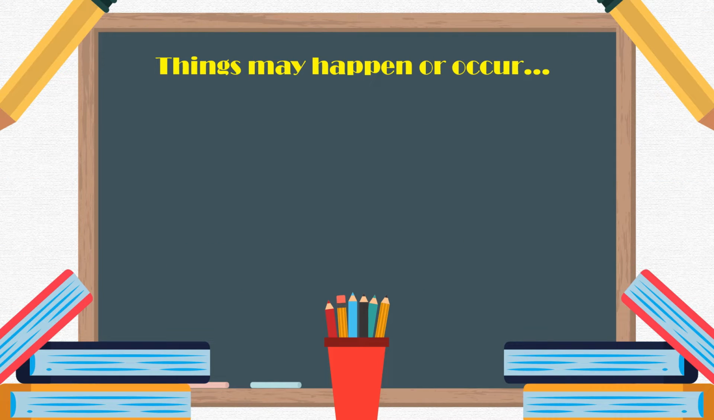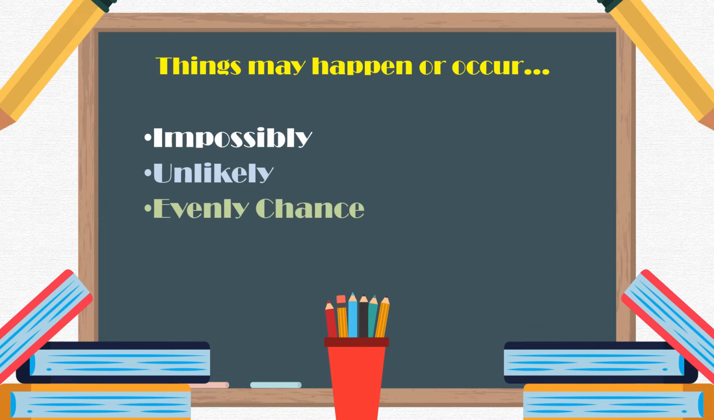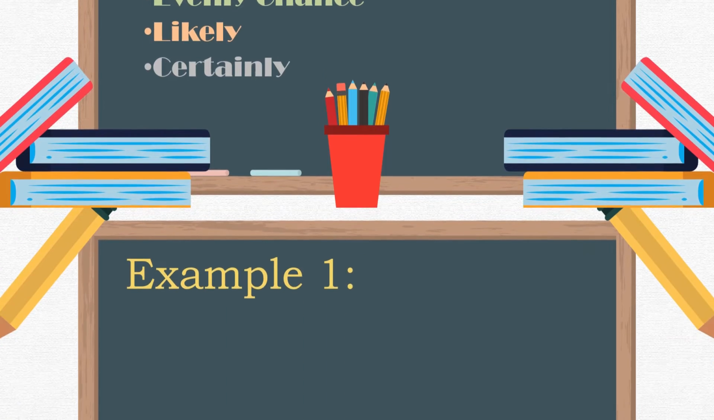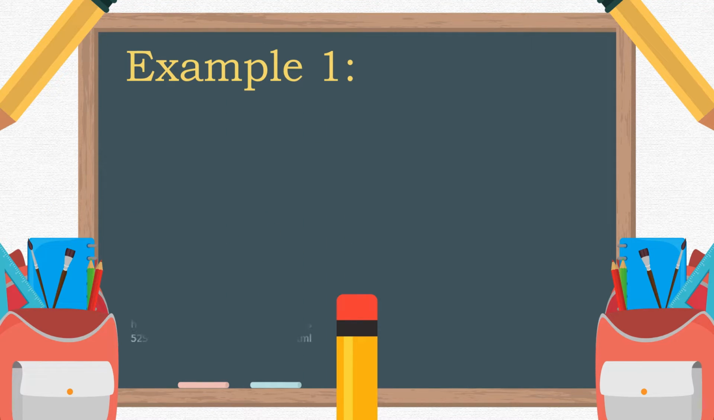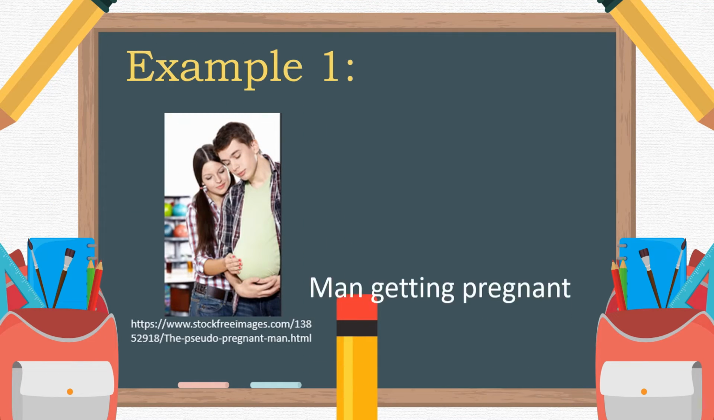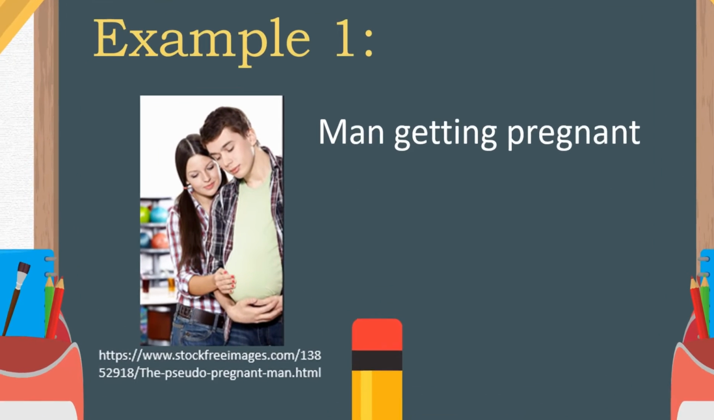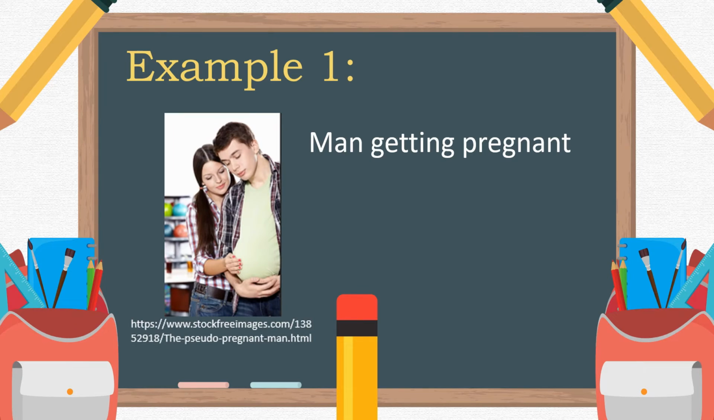Always remember, class, that things may happen or occur impossibly, unlikely, evenly chance, likely, or certainly. Example number 1. Is it possible for a man to get pregnant? Okay, so the answer is no, that is impossible.